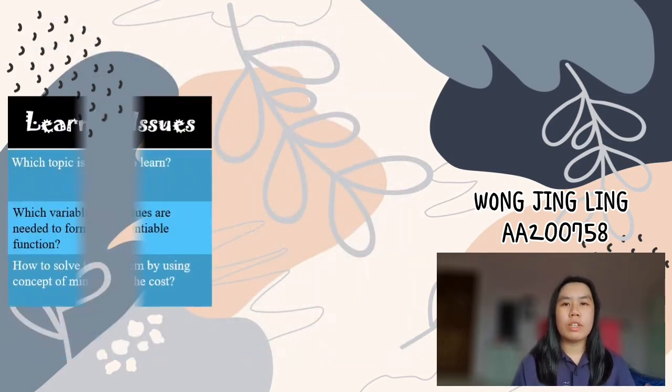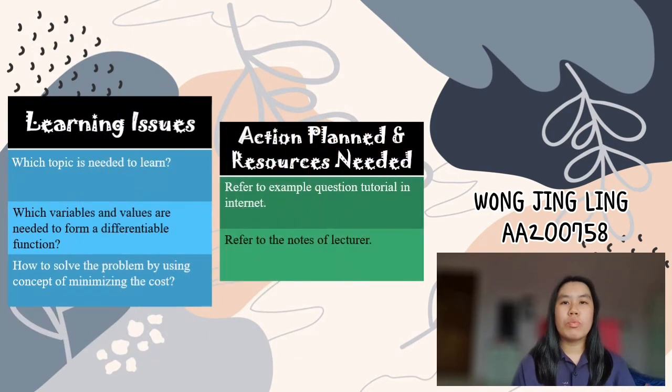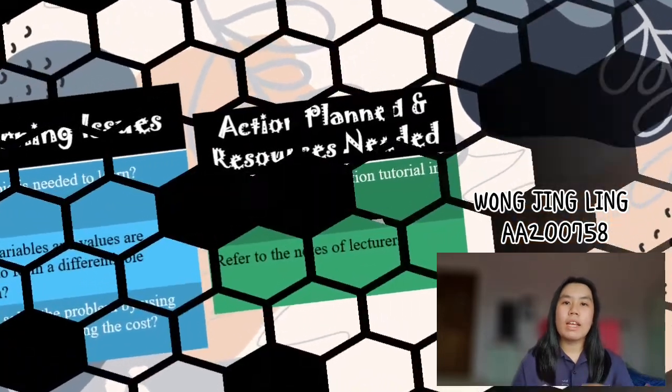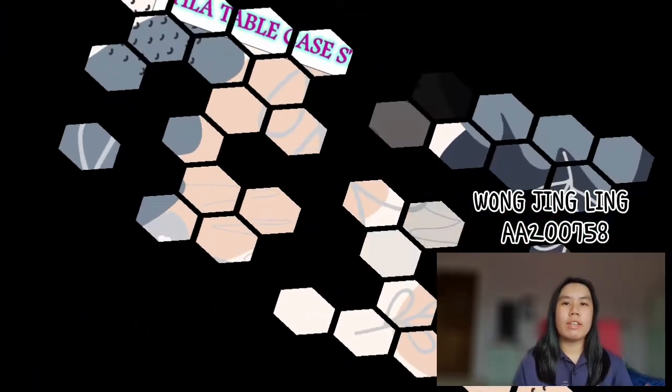For learning issues, it is which topics we need to learn, which values and variables are needed to form a differentiable function, and how to use the concept of minimizing the cost to solve the problem. For solving this case study and understanding better the concept of minimizing the cost function, we have referred to an example video tutorial on the internet and also our lecturer's notes. Now, let's proceed to the FILA table for case study 8.